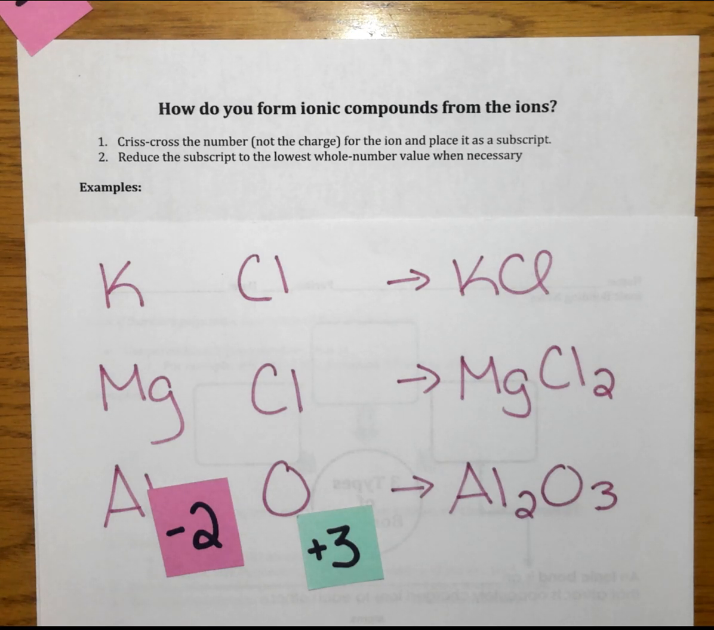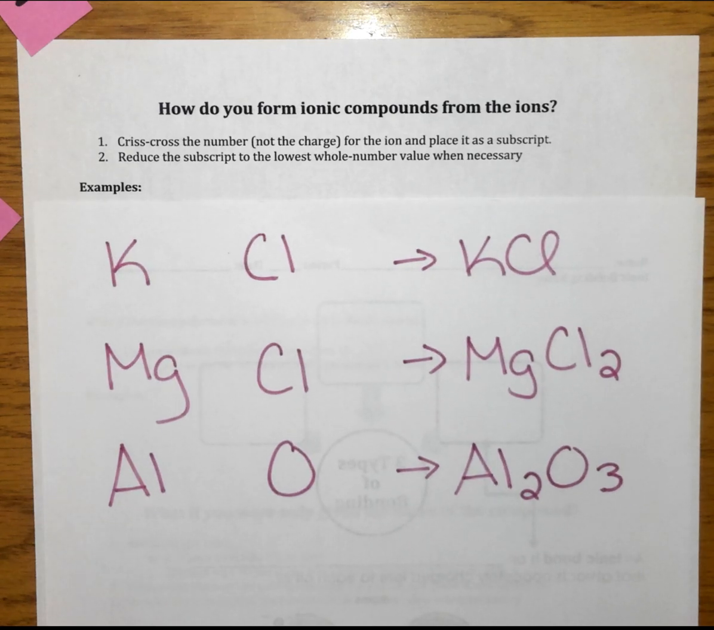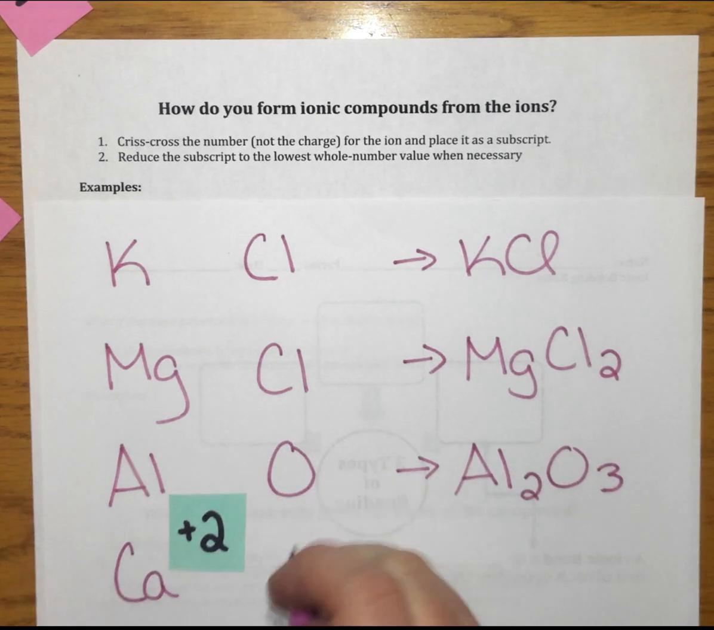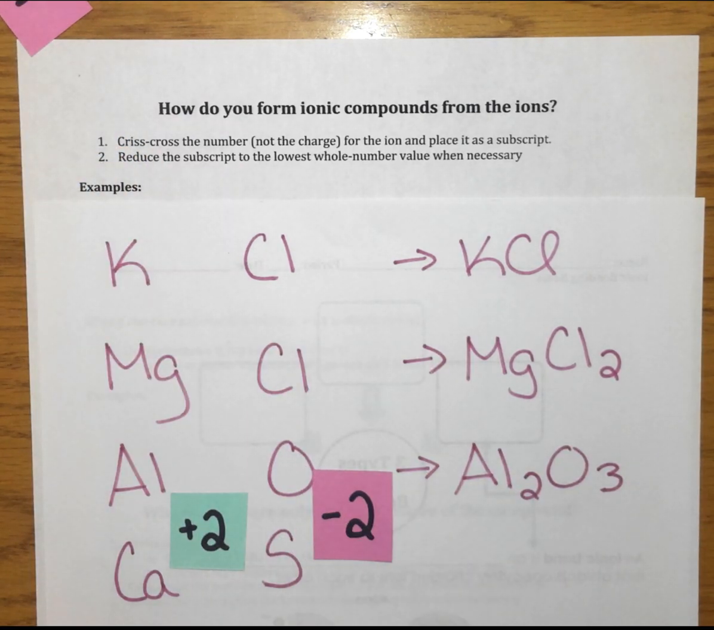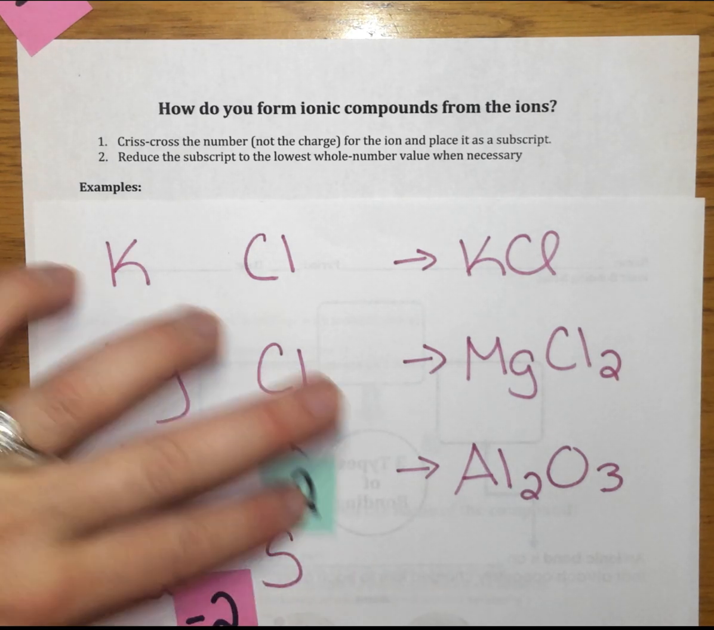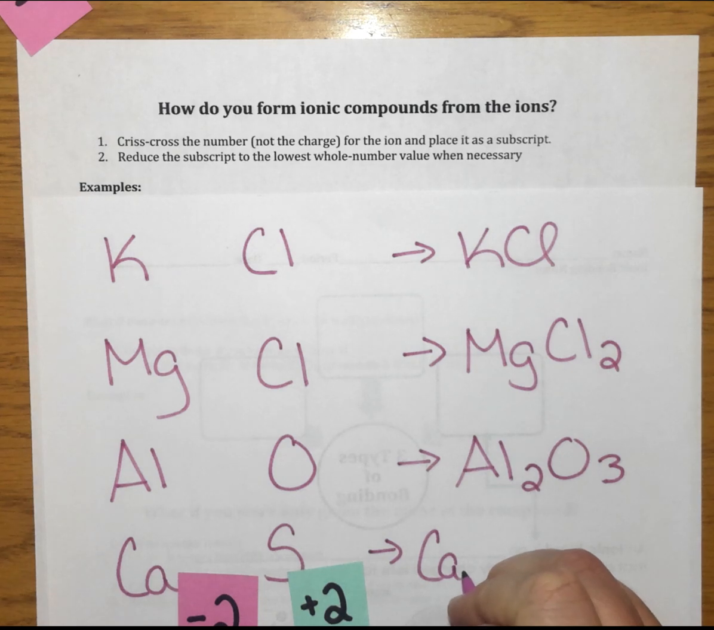Now, sometimes you might end up with 2 ions that have equal but opposite charges. So maybe we have calcium, which makes a +2 charge, with sulfur that makes a -2 charge. So in this case, we might first look at this and say, okay, I'm going to crisscross these down, and I end up with Ca2S2.